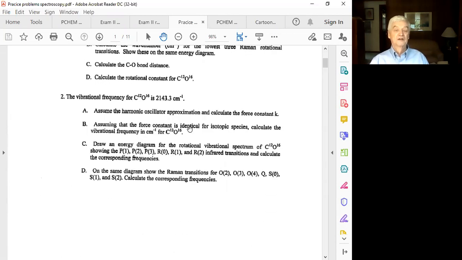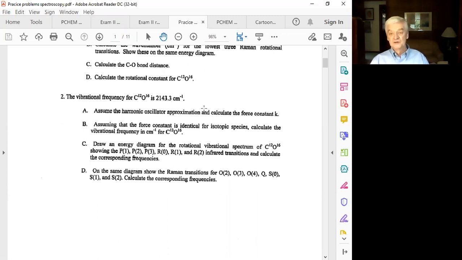Problem 2, you're given the vibrational frequency. It's a direct calculation to go to the force constant. Again, you need the reduced mass, and you have to make sure the reduced mass is in grams.